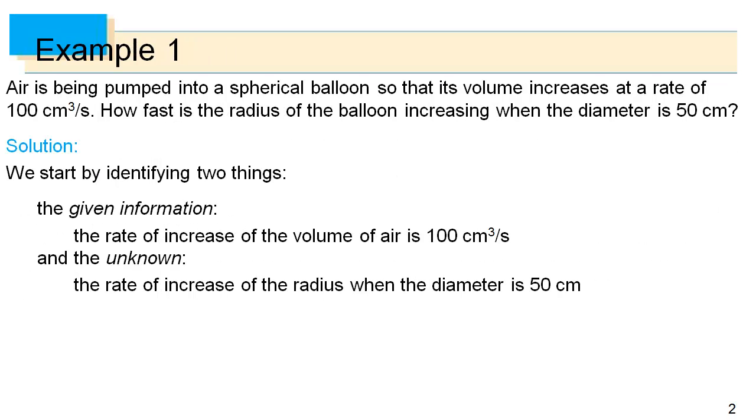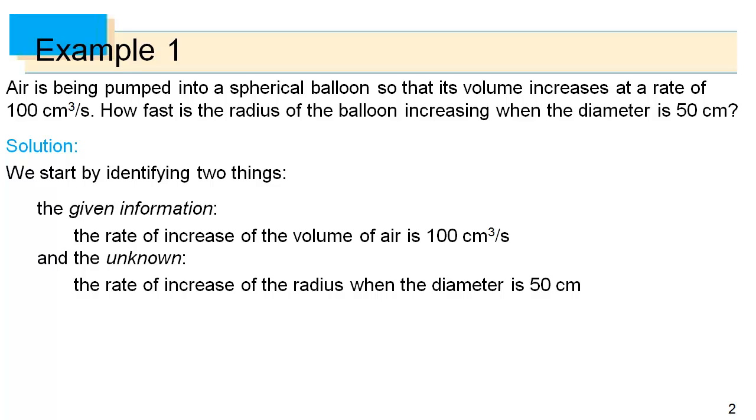So we'll go back to that spherical balloon. Air is being pumped into it so that the volume increases at a rate of 100 centimeters cubed per second. Again, that's an easy thing to know because you know how fast you're putting air into it, and so that's the rate of increase. And then we want to know how fast is the radius of the balloon increasing when the diameter is 50 centimeters.